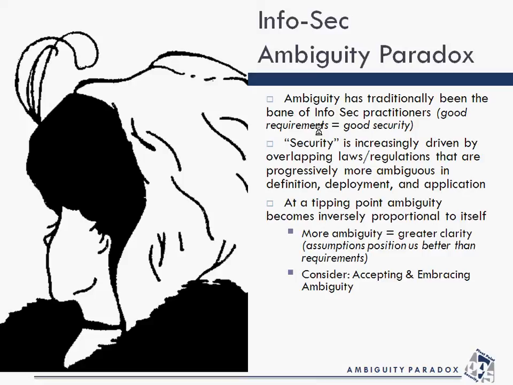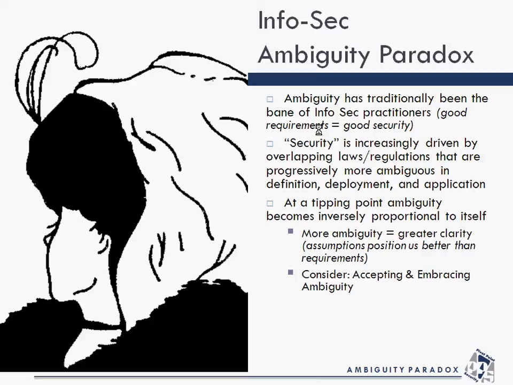When you look at the image on the left, do you see an old woman? Do you see a young woman? Perhaps both? Perhaps neither. Now, this is the type of ambiguity that has traditionally been the bane of those of us that practice information security. We've always come up with cute little phrases like good security equals good requirements.